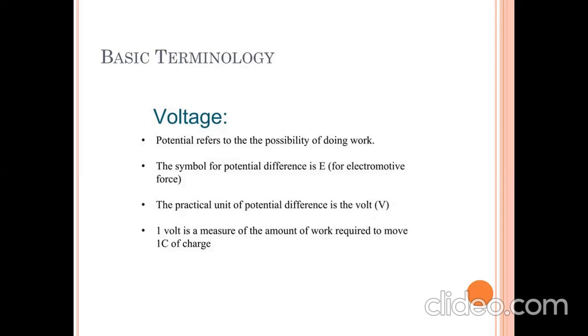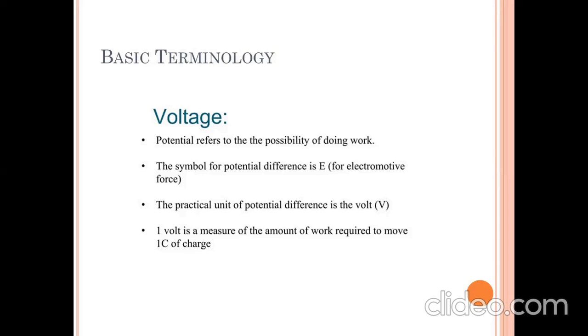So potential refers to the capability of a person of completing a task. The practical unit of potential difference is called as voltage. Okay, so potential difference refers to the difference between the potential of 2 points, and the unit in which potential difference is measured is called as volt. 1 volt is a measure of amount of work required to move 1 coulomb of charge. So you have studied charge and the unit of charge is 1 coulomb. So to move 1 coulomb of charge, if you measure it, it is 1 volt.